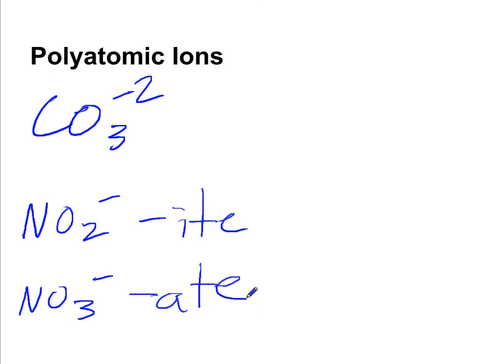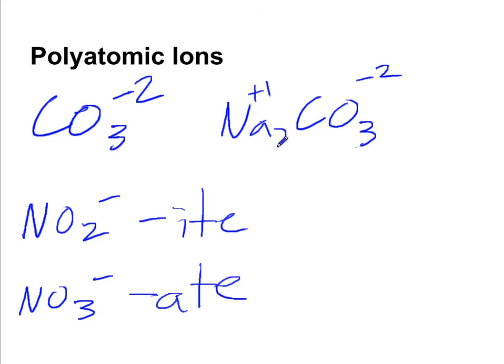Let's say we wanted to make a compound between sodium and the carbonate ion. Sodium has a charge of +1, carbonate has a charge of -2. To do our subscripts, we just take the 1 over here, we only need 1 carbonate to cancel out that charge. We're going to take this 2 and put it here. So we end up with Na2CO3. We get +2 from the 2 sodiums and -2 from the carbonate ion. It cancels out that way.